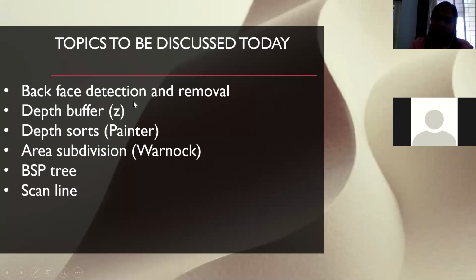So the topics which we are going to discuss today are backface detection and removal, depth buffer, depth sort, also called Painter's algorithm, area subdivision algorithm or Warnock's subdivision algorithm, BSP tree, and scanline. So these are the topics we'll try to cover today. These are actually the algorithms which are used to detect the hidden surfaces or to detect the surfaces which are not visible at the particular point of time.